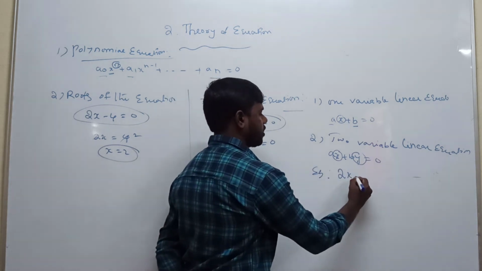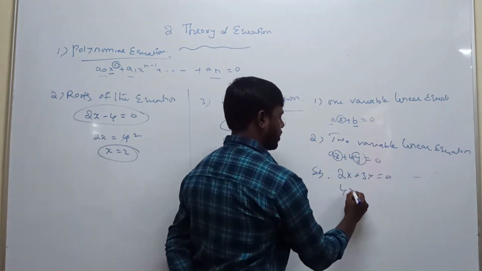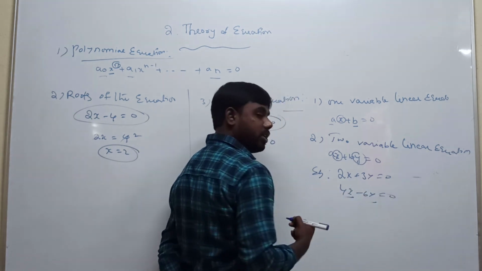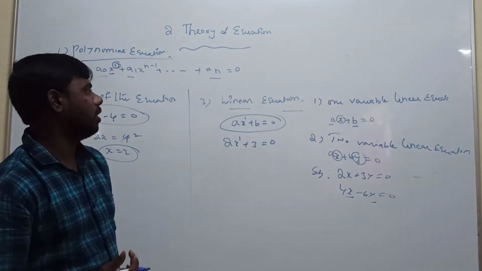The example is x + y = 0, or 4x - 6y = 0. How many variables are there? Two variables. Everyone understood?